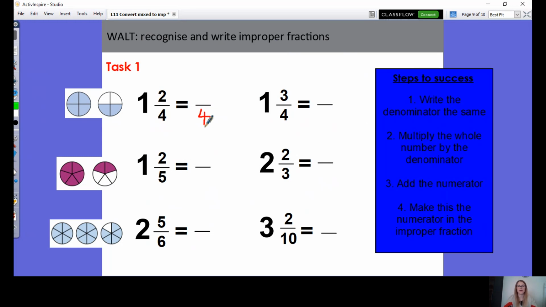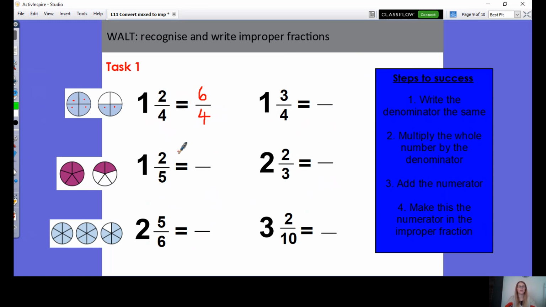So I should have 4 there ready so I don't get confused. So the first thing I need to do now is 1 times 4 is 4, add 2 is 6. So I should have 6 quarters. 1, 2, 3, 4, 5, 6. I can check that in my picture. So well done if you got that one right. Let's have a look at the next one.